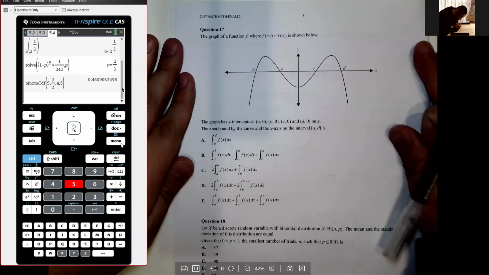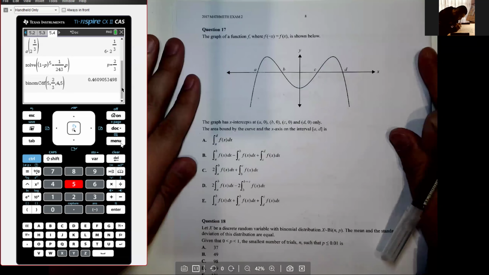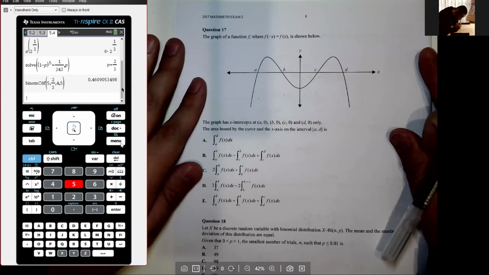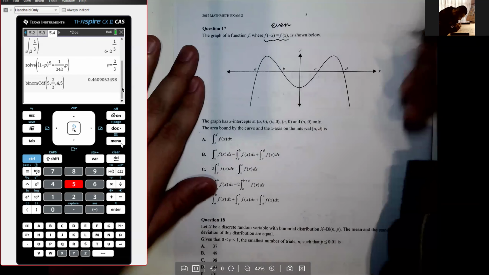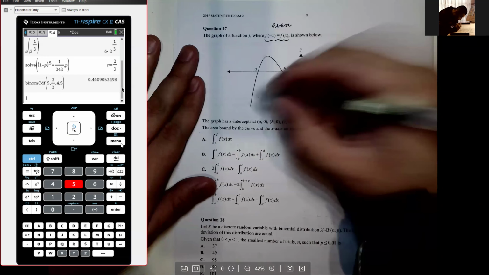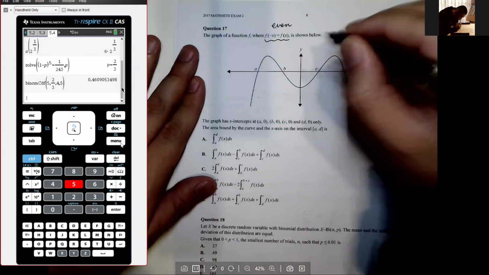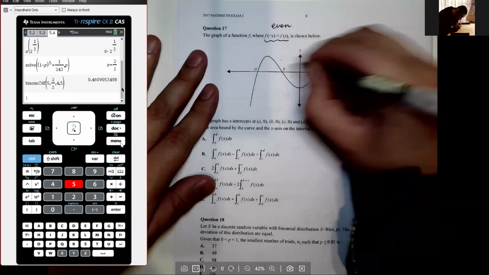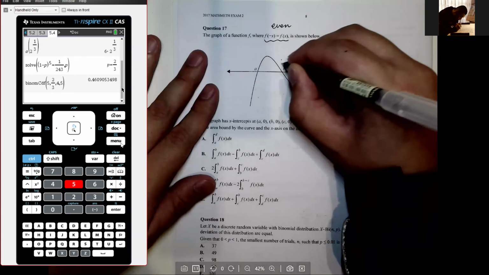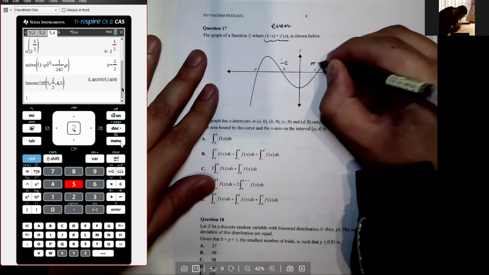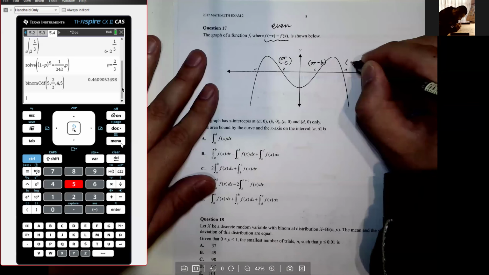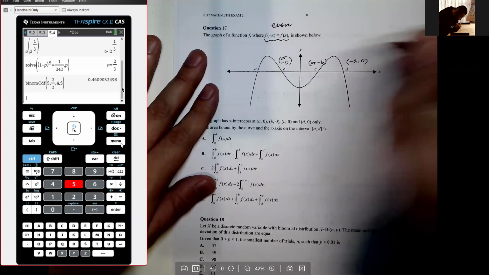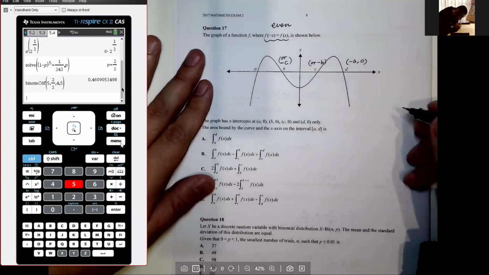Question 17 was deemed to be a challenging question. The graph of f, where f of minus x equals f of x, is shown below. First, this indicates the polynomial is an even function, maybe a quartic function. Next thing is this b is minus c, or this c is minus b. And this is, let's say, minus a, 0, and this might be minus a.